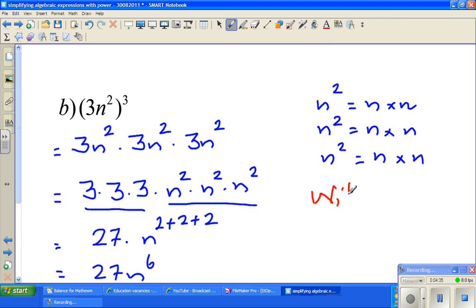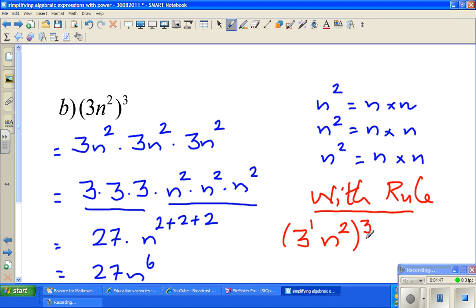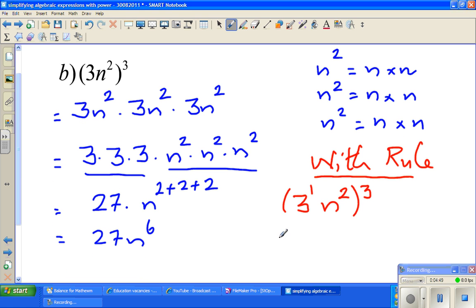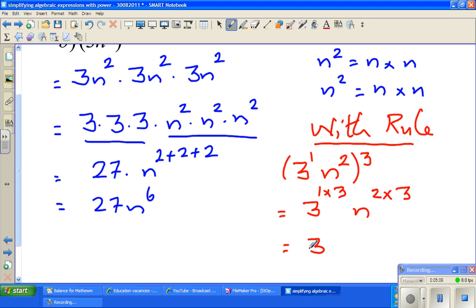Okay, now with the rule, let me change color. So I'm going to apply the rule. Okay, I don't want to do all these steps. I want to be smart. So I will write the question again. So 3 to the power 1, n squared, to the power 3. So this becomes 3 to the power 1 times 3, n to the power 2 times 3. This is a power of a power, so you have to multiply the powers. So this becomes 3 cubed, or 3 to the power 3, n to the power 6.